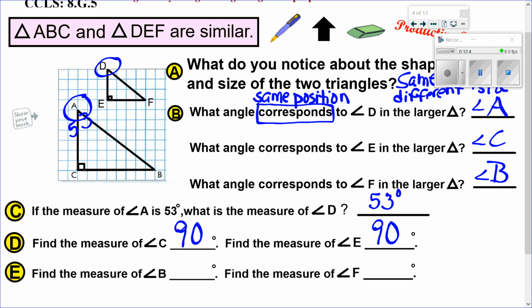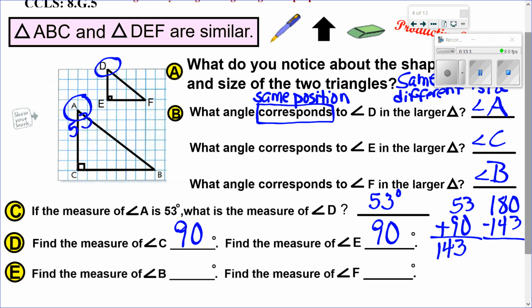Oh my goodness. So you look at this and you know a triangle is equal to 180 degrees when you add up all the angles. So I know I have 53. I know I have 90. So you add those two together, you get 143. Now you have to take the difference because the total of a triangle when you add up all three angles is 180, and you subtract the 143 and you get 37 degrees. So I know angle B is 37.